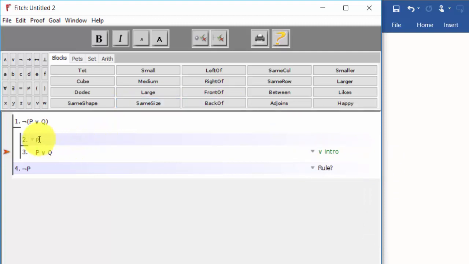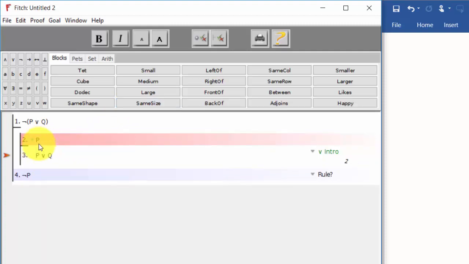I have to cite 2 because that's what's making 3 true, because P in 2 is my disjunct here, so that if it's true, then 3 has to be true as well. All right, let's check to see if that actually comes out correct. And it does.